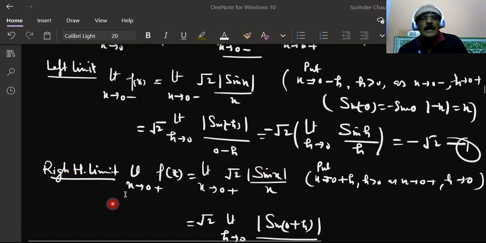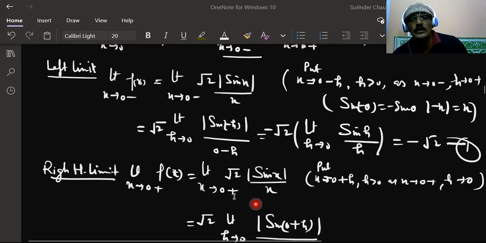Similarly, the right hand limit, x tends to 0 from positive of f(x), is equal to limit x tends to 0 from positive of root 2 times sine x upon x. Again, substitute x equal to 0 plus h, as x tends to 0 from positive, h also tends to 0 from positive.